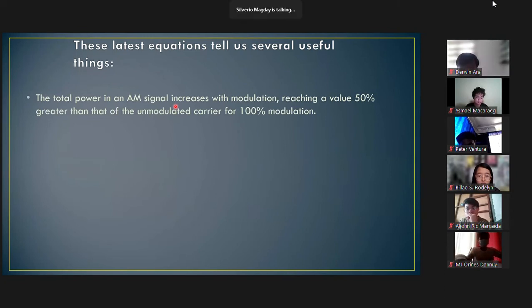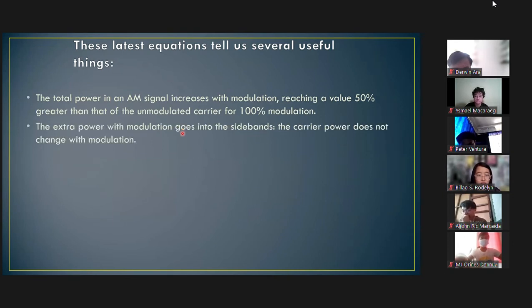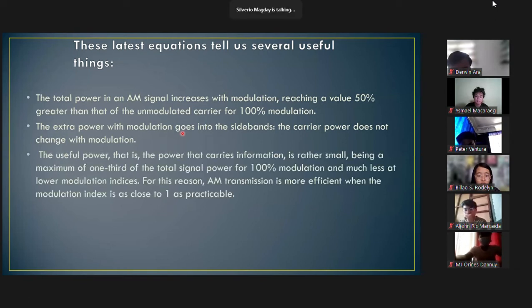Some important things with regards to the total power in an AM signal: with modulation reaching a value of 100%, the total power is 50% greater than that of the unmodulated carrier. The extra power with modulation goes into the sidebands. The carrier power does not change with modulation. So the useful power, that is the power that carries information, is rather small, being a maximum of 1/3 of the total signal power for 100% modulation and much less at lower modulation indices. For this reason, AM transmission is more efficient when the modulation index is as close to 1 as practicable.